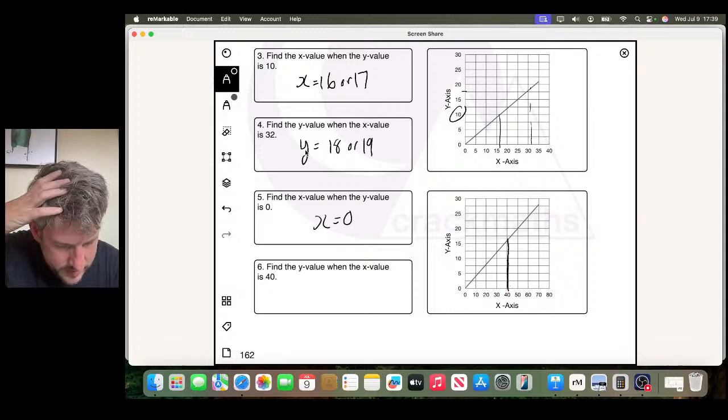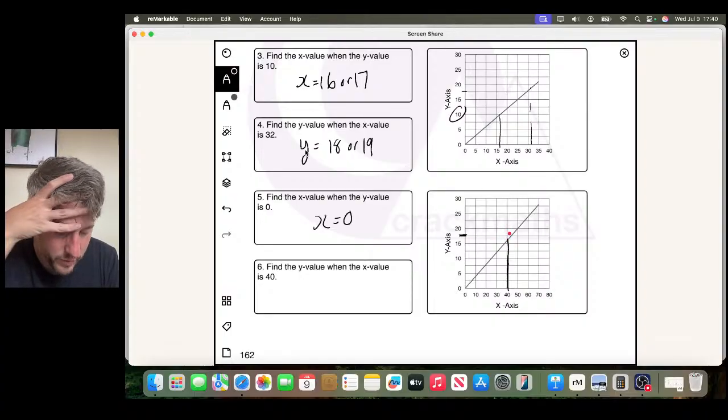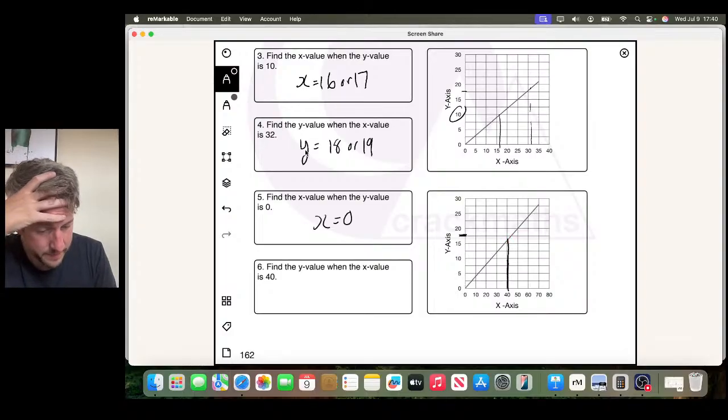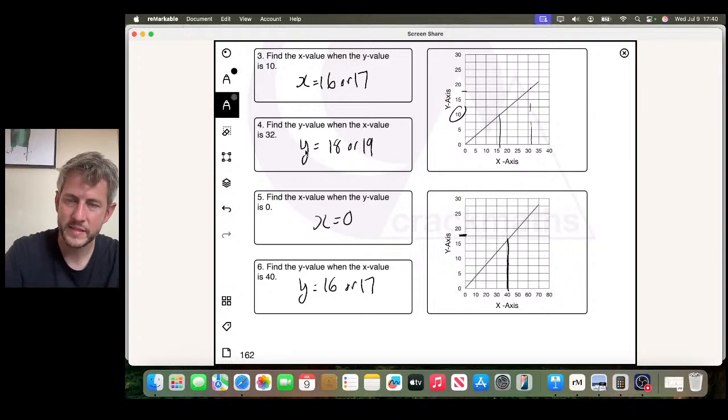Okay, so again, each one of these is halfway, so that'd be 17.5. So this looks to me to be closer to the 17.5 than the 16. So I reckon this would be 17. But I think we'd also have to accept 16 as well. So let's put y equals 16 or 17. Okay, and if somebody puts something between that, that would probably be acceptable as well.